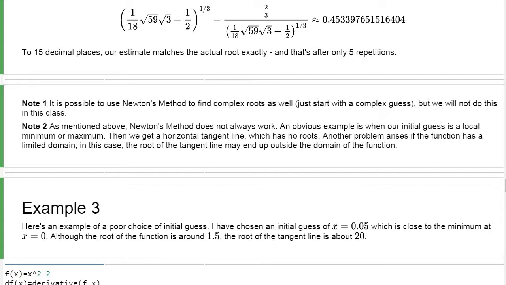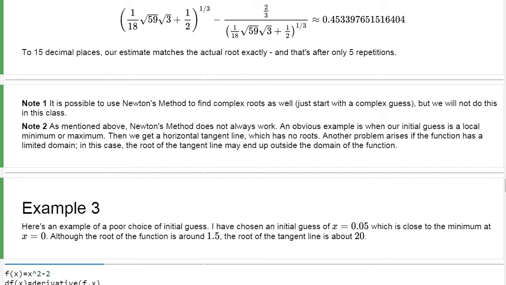Second note, I mentioned before, Newton's method doesn't always work. If your initial guess is bad, then everything will fail. An obvious example is if your initial guess is a local minimum or a local maximum. In that case, you get a horizontal tangent line. And a horizontal tangent line has no roots. So your method breaks down. You don't have a new x value to make a new tangent line because you have no x-intercepts.